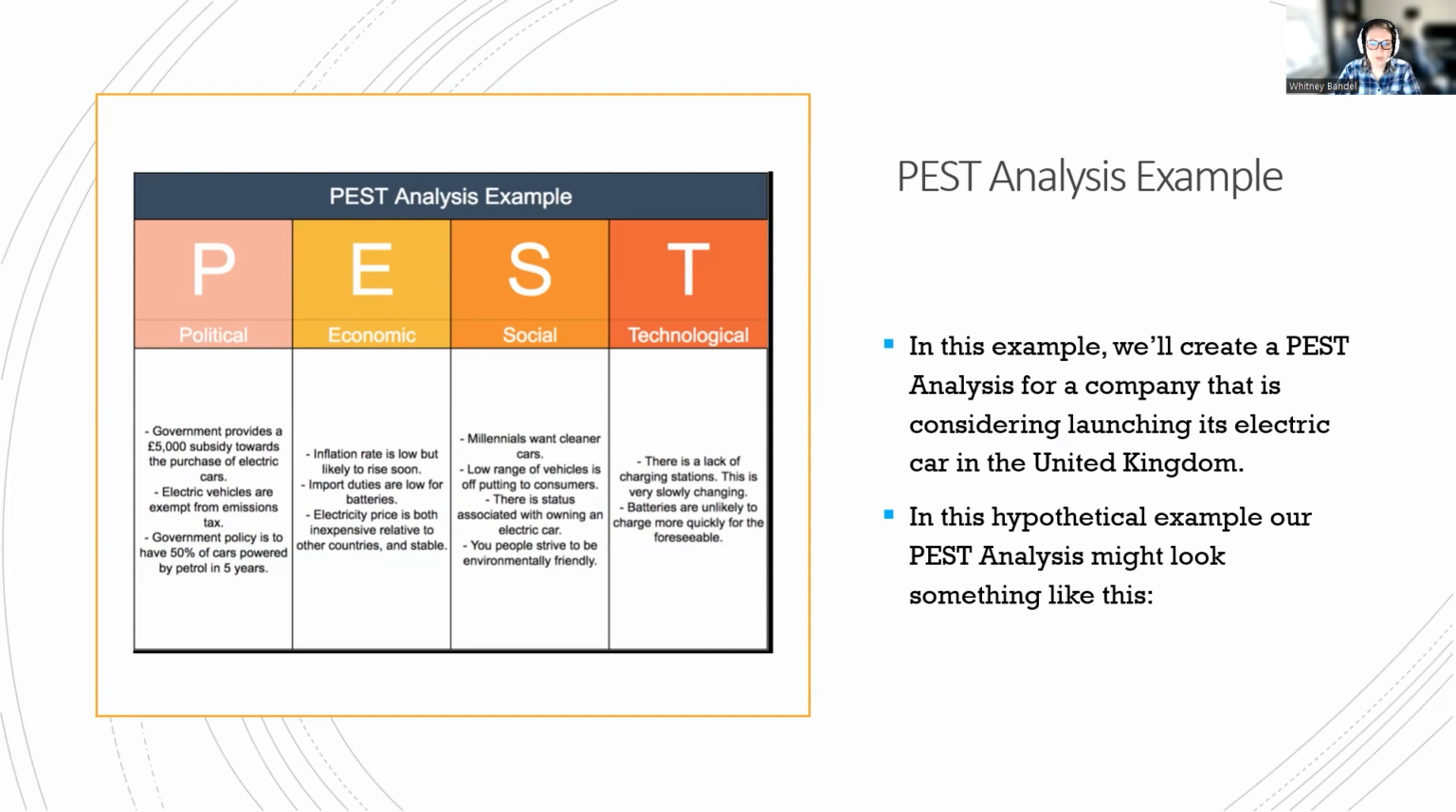And in fact, usually what I do is I have everyone get into groups of about 4 people, so that way you can work with each other to come up with some examples. But this is an example of considering launching electric cars in the United Kingdom. So you have all the different political factors that could go into effect on something, different economic factors, different social factors, and different technological factors.